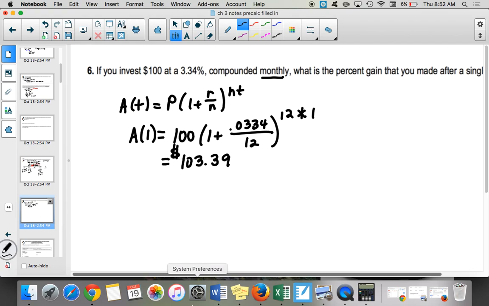All right, so anyway, 103.39. So it's saying, what is the percent gain? Would I say that, though, $3? I would say 3.39%, right? Because I started with $100. That makes it easy when you start with 100. Right, that's how much I gained. All right, that's what we're going to call APR eventually, or APY.